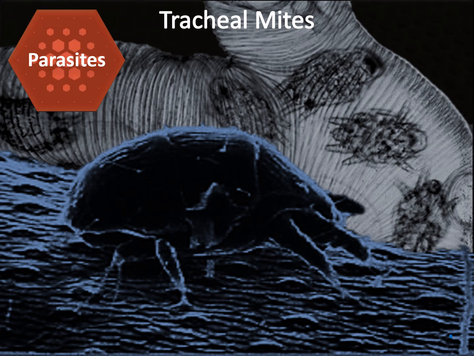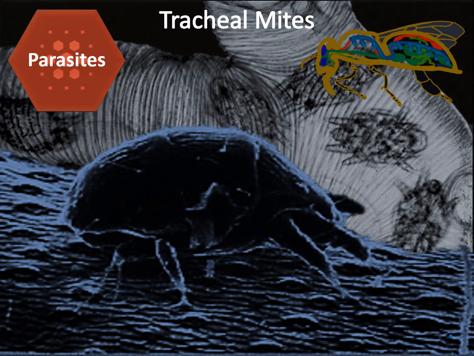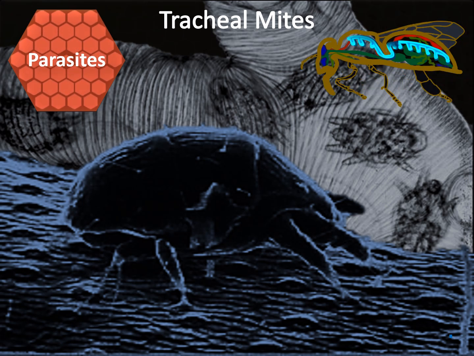Tracheal mites are parasitic, and this is an electron micrograph magnification of the trachea, and you can see the mites in there. They pierce through the inside of the tracheal tube and drink the hemolymph. They're very small. They enter through the spiracle of the bee, and they affect the trachea, and they affect the hemolymph, the circulatory system.